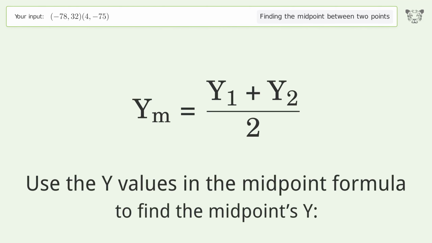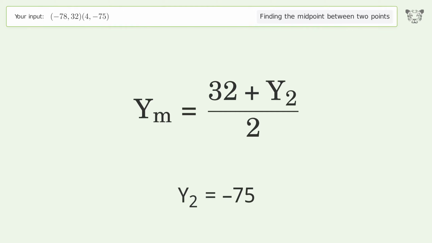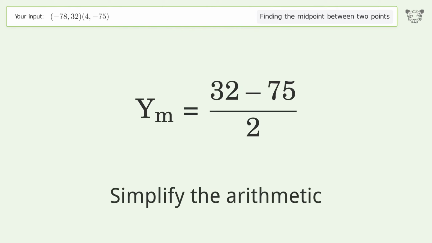Use the y values in the midpoint formula to find the midpoint's y. y1 equals 32. y2 equals -75. Simplify the arithmetic.